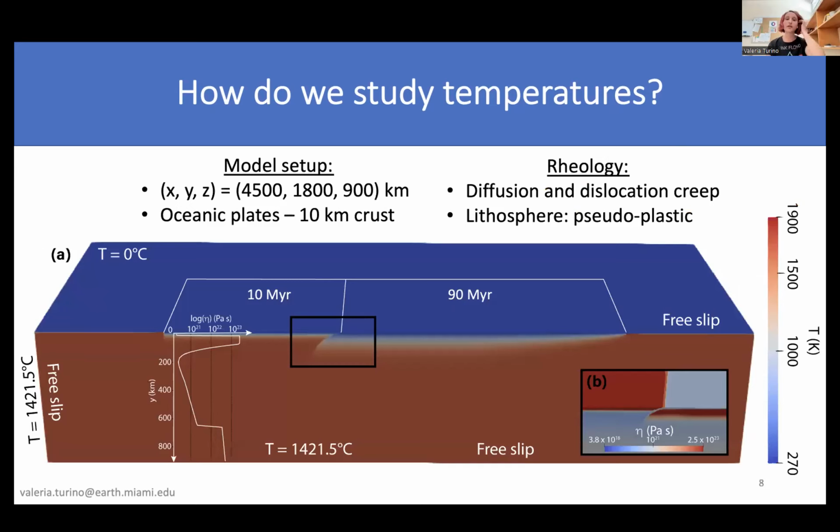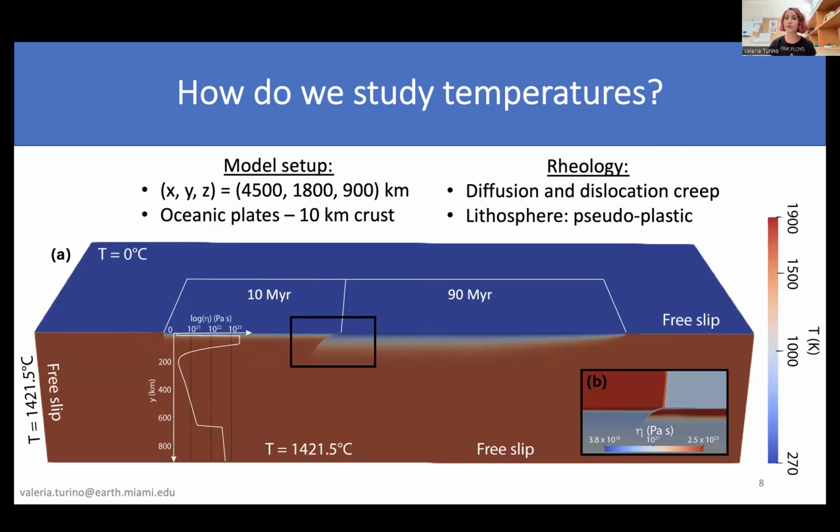And our model domain looks like this. So we have a whole plate domain. We have the whole of the upper mantle and a portion of the lower mantle. Our plates are both oceanic with an initial thermal age of 10 million years for the overriding plate and 90 million years for the subducting plate. We also have a weak 10 kilometer crust in the subducting plate that allows the two plates to remain decoupled throughout the whole model run.